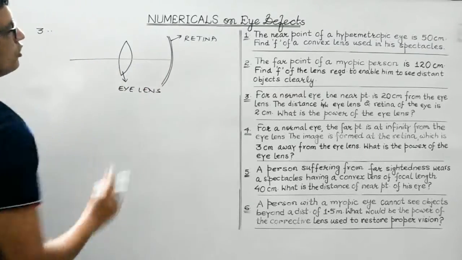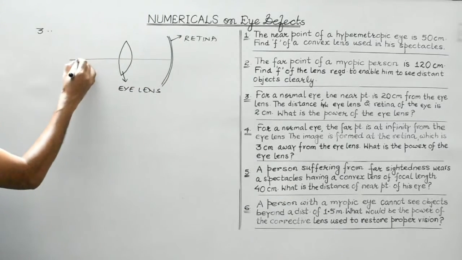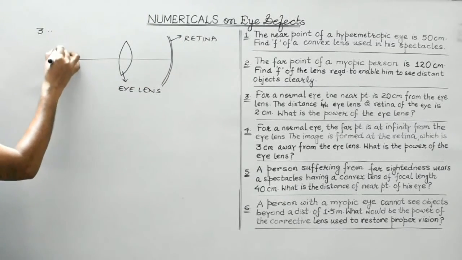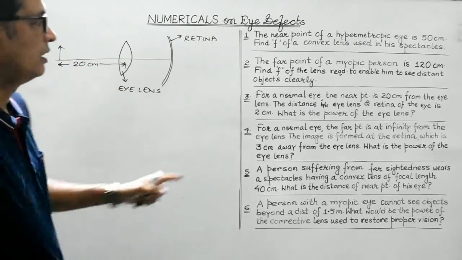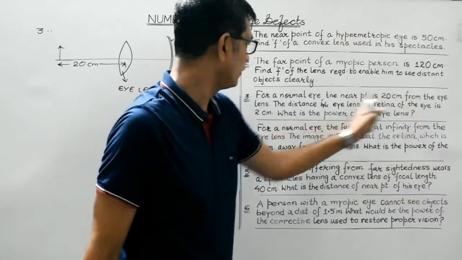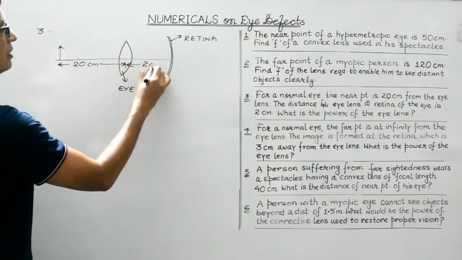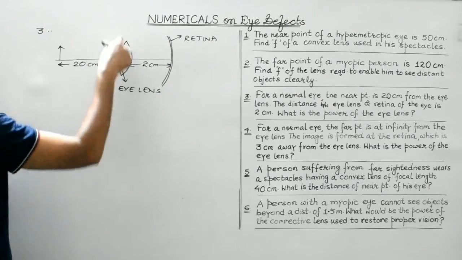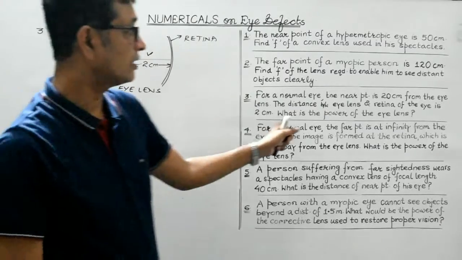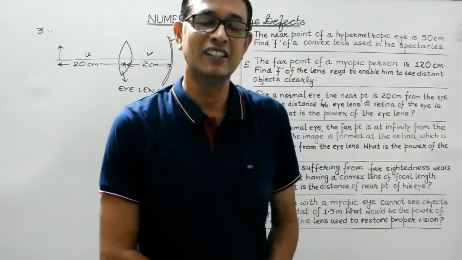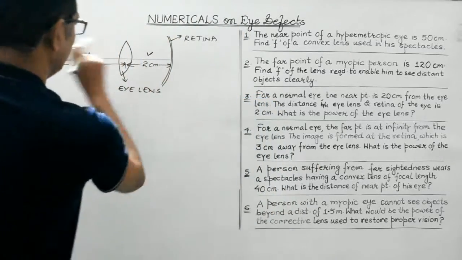Okay. Now the question is, the near point is 20 centimeters. So here the object is placed at 20 centimeters from the eye lens. The distance between the eye lens and the retina of the eye is 2 centimeters. So the image is formed at 2 centimeters, which is the distance between the retina and the eye lens. This is U and this is V. We are supposed to find out the power of the eye lens. First we will determine the focal length and then we can easily get the power of the eye lens, right?